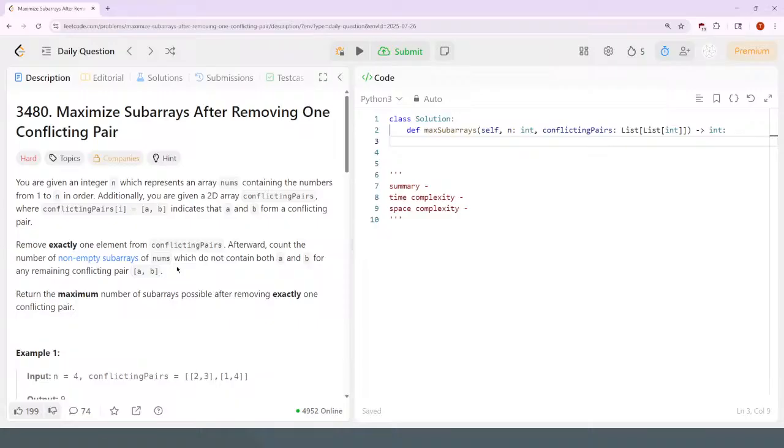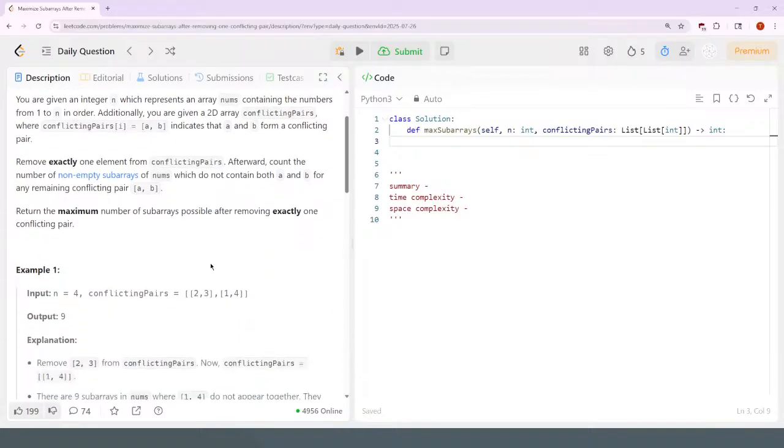Remove exactly one element from conflicting pairs. Afterward, count the number of non-empty subarrays which do not contain both a and b for any remaining conflicting pair [a, b]. Return the maximum number of subarrays possible after removing exactly one conflicting pair.